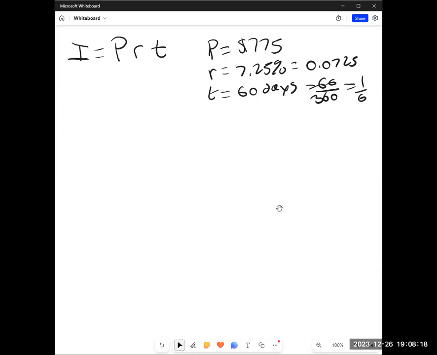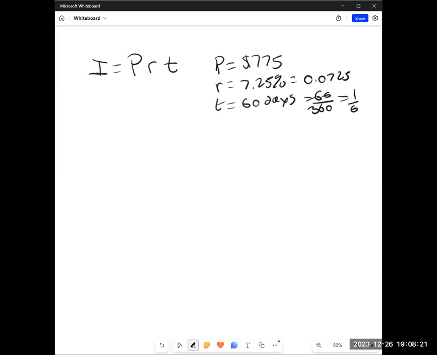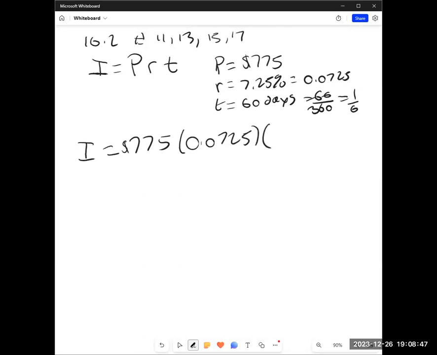By the way, these problems are like those from 10.2, numbers 11, 13, 15, and 17. So my simple interest is going to be I equals P, which is 775, times 0.0725 times 1/6. So let's go ahead and use our scientific calculator to figure out what that is.